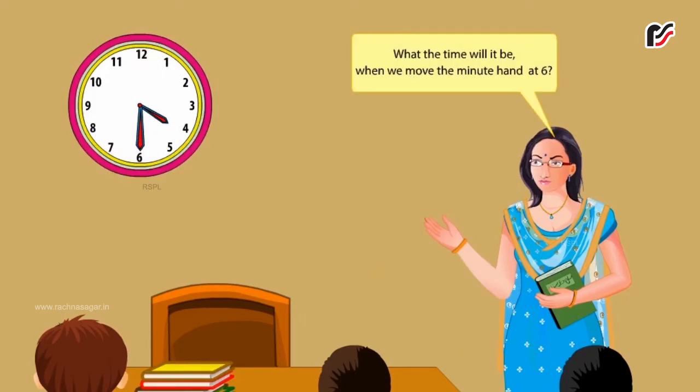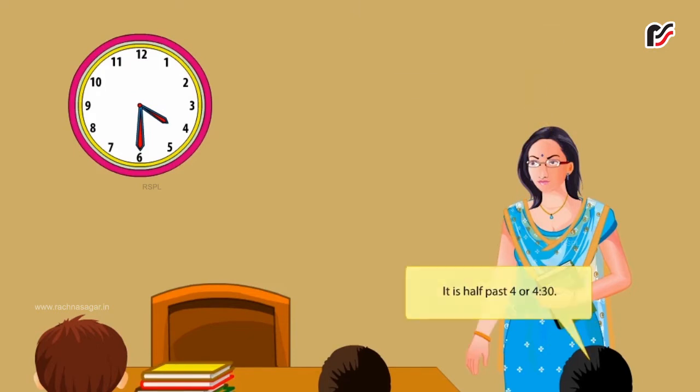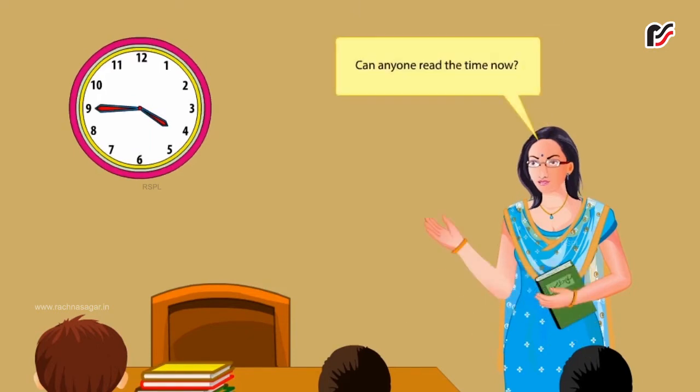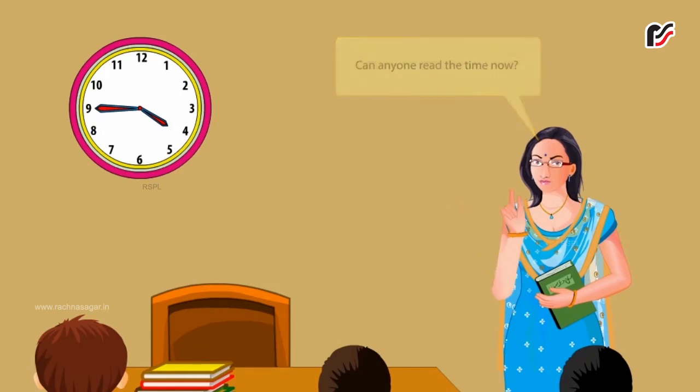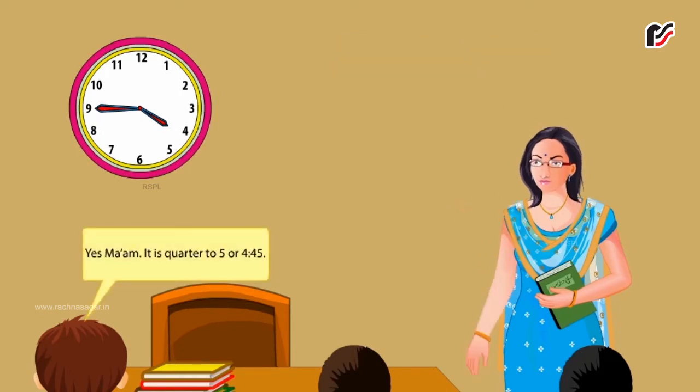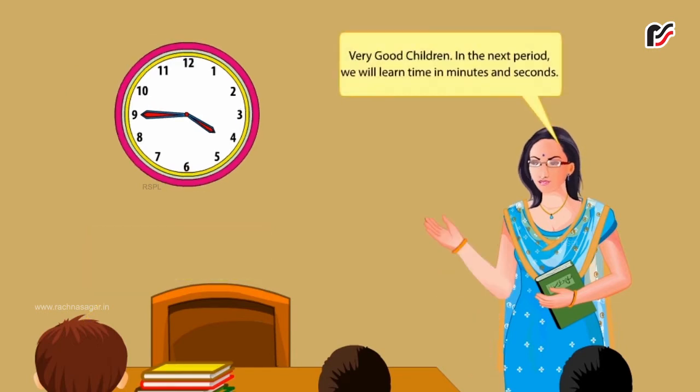What will the time be when we move the minute hand to 6? It is 4:30. Can anyone read the time now? Yes, ma'am. It is 4:45. Very good, children. In the next period, we will learn time in minutes and seconds.